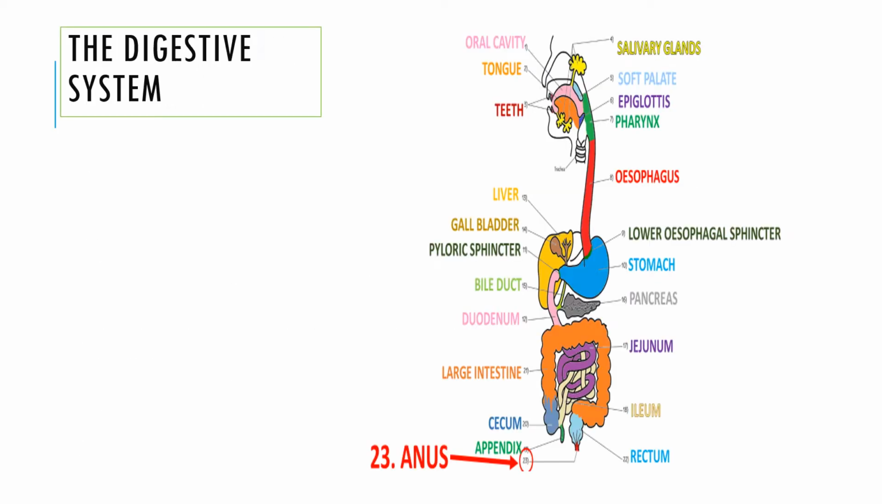Then we move on to the digestive system. So the oral cavity, tongue, teeth, salivary gland, soft palate, epiglottis, pharynx, esophagus, liver, gallbladder. And for some reason, in great big bold letters is the word anus right at the bottom. It's really important that you are aware and can label all these parts of the digestive system.